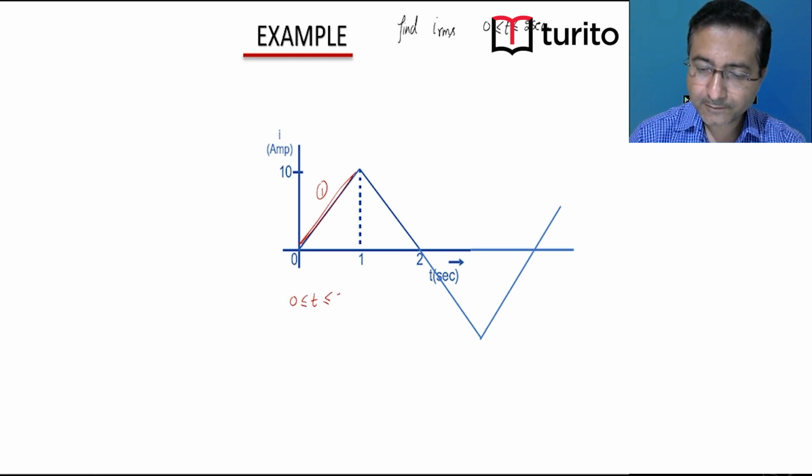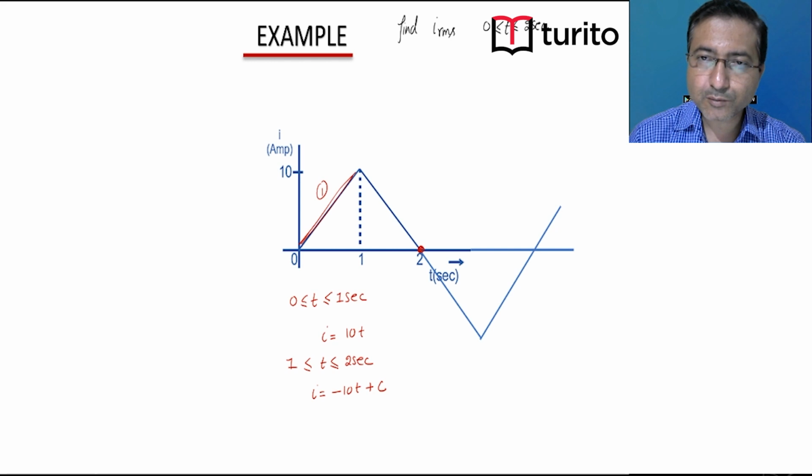From 0 to 1 second, I am getting current as 10t, since y is equal to mx, right? And then from 1 second to 2 seconds, we again have y equals mx plus c, so I is equal to minus 10t plus the y-intercept. The y-intercept I can calculate by substituting this point. If I substitute I equal to 0 at t equal to 2 seconds, I get plus 20. So the equation here is plus 20. For different time intervals, the function itself is different.